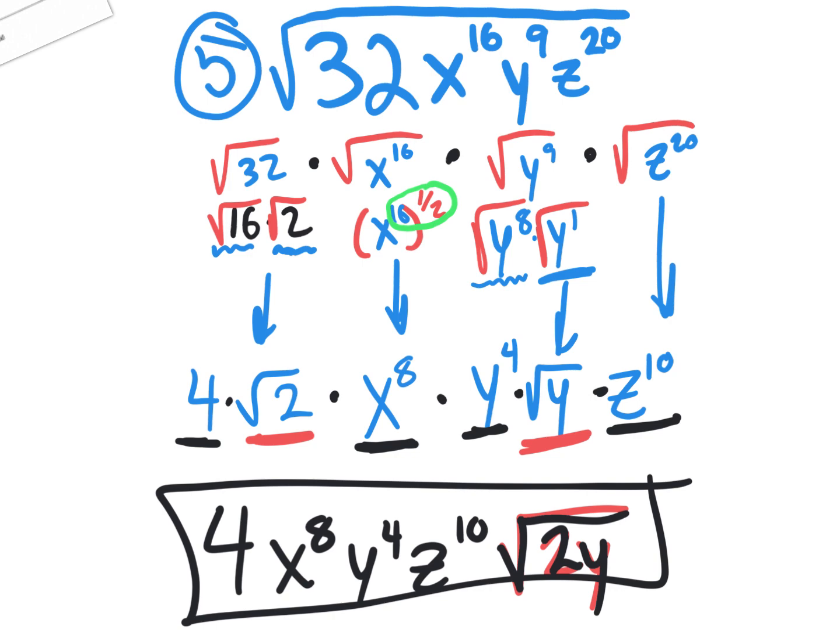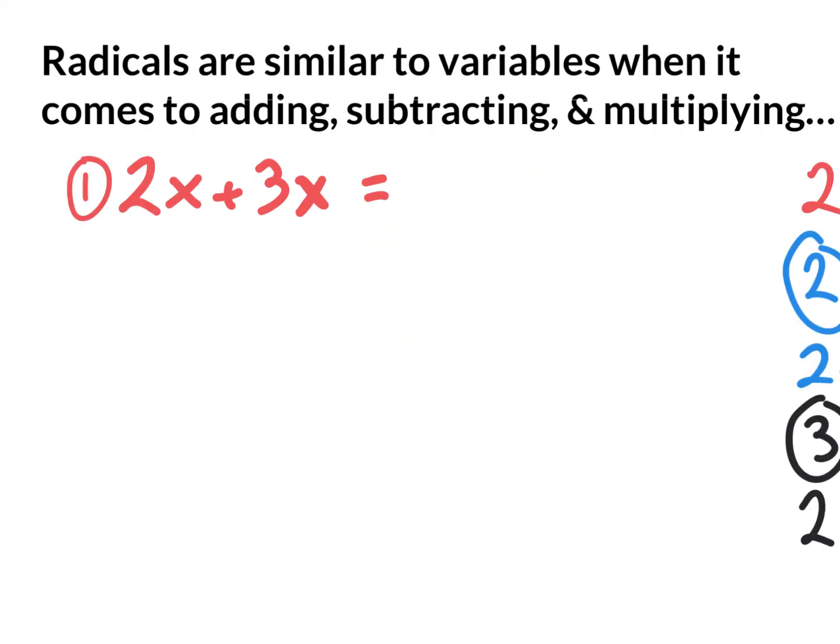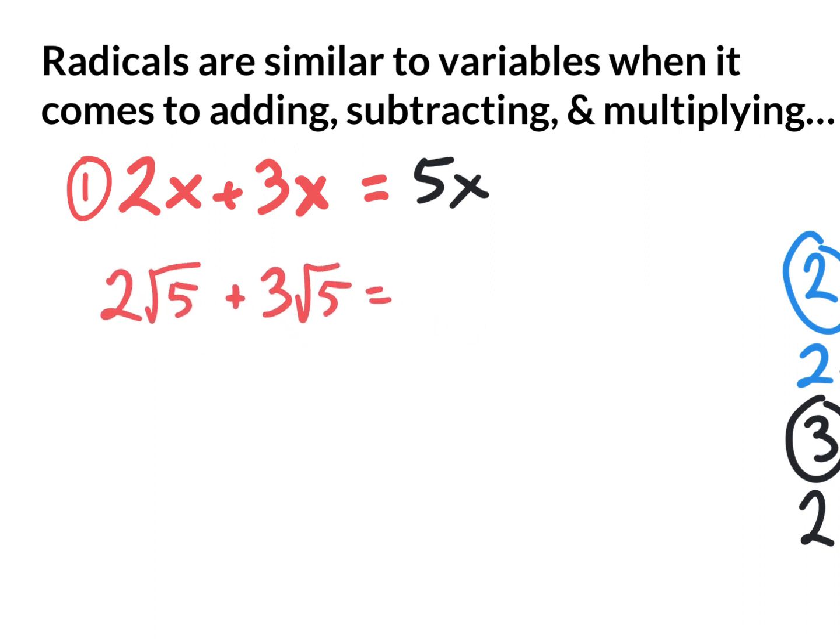But we're also going to be able to simplify math expressions that have square roots within them. And I'm just going to compare that to what we did in pre-algebra, right? Everybody knows that 2x plus 3x, let's say, I got 2 apples and I got 3 more apples. That's a total of 5 apples, right? It works the same with square roots. What do you think 2 square root of 5 plus 3 square root of 5 is? Yeah, 5 square root of 5.